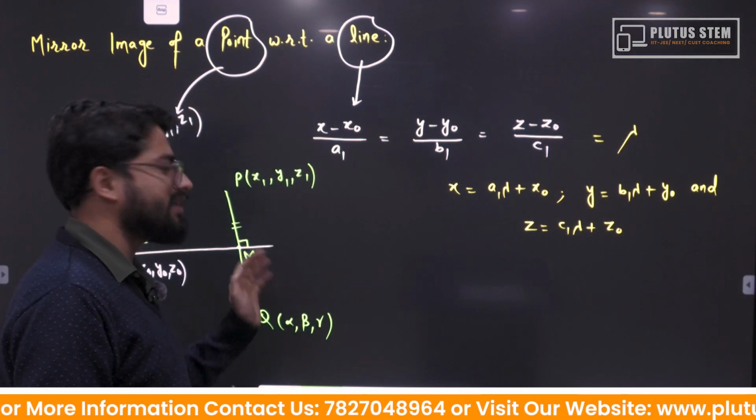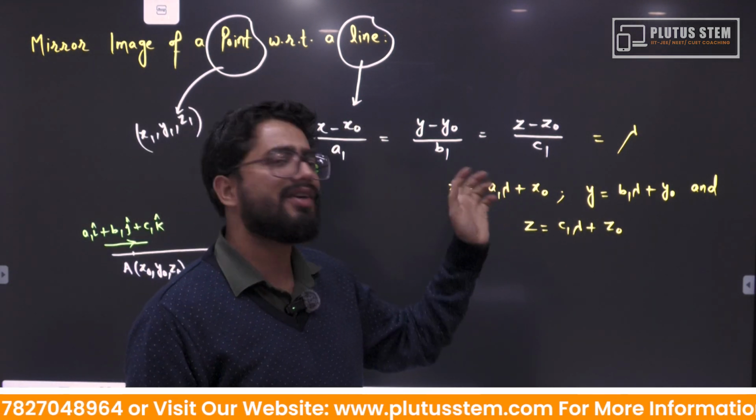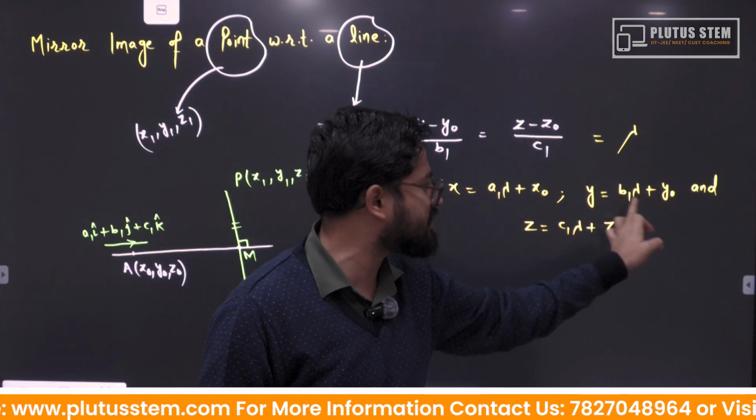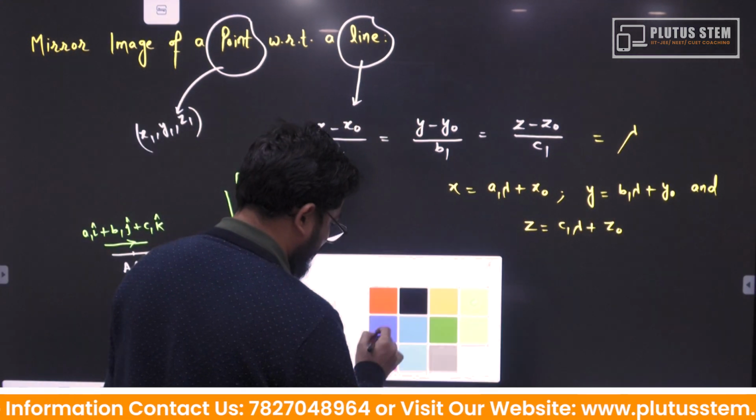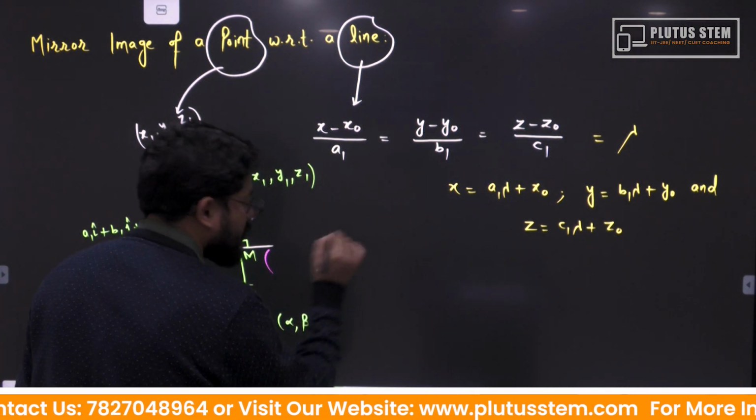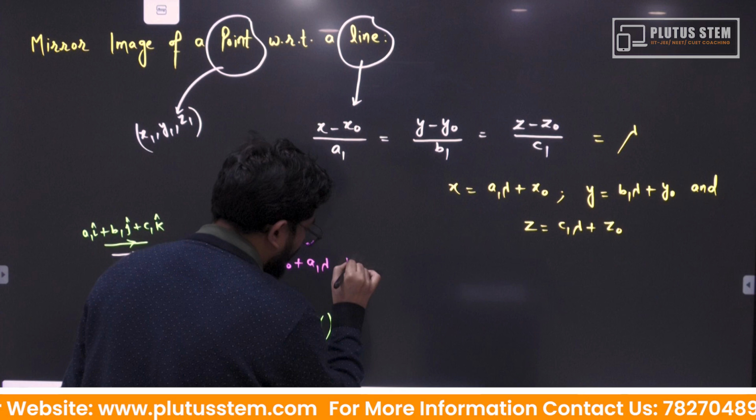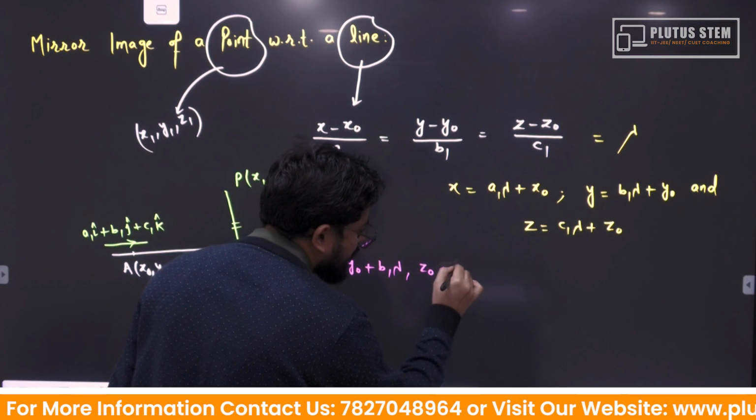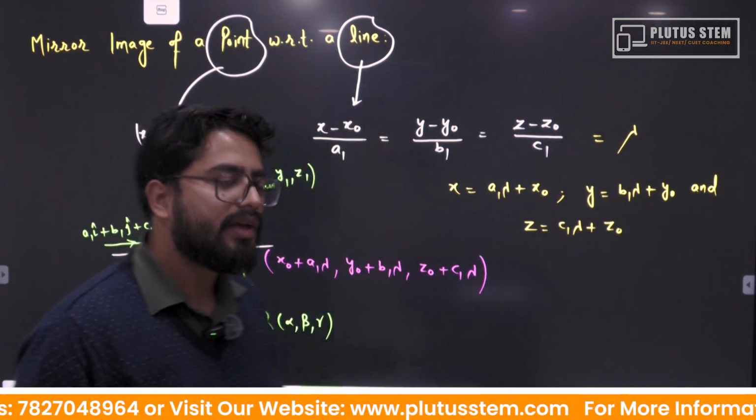I don't know the coordinates of M right now, but we are sure that there is some lambda such that the x coordinate of M is this, the y coordinate is this, and the z coordinate is this. So the coordinates of M are x naught plus a1 lambda, y naught plus b1 lambda, z naught plus c1 lambda.